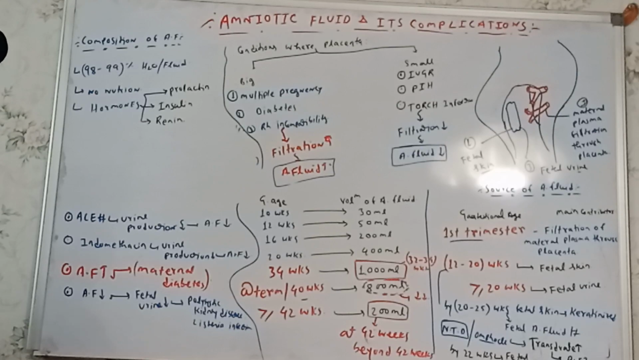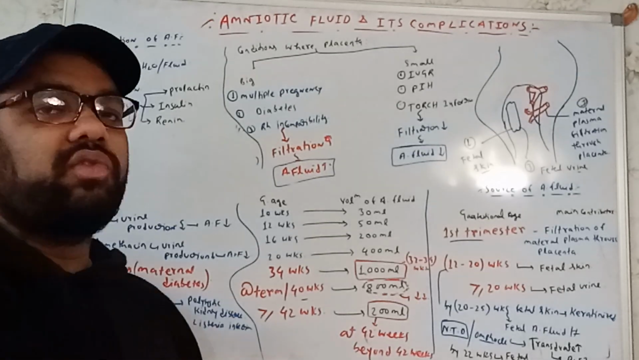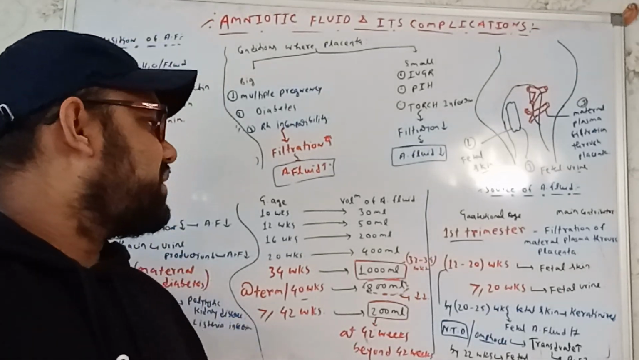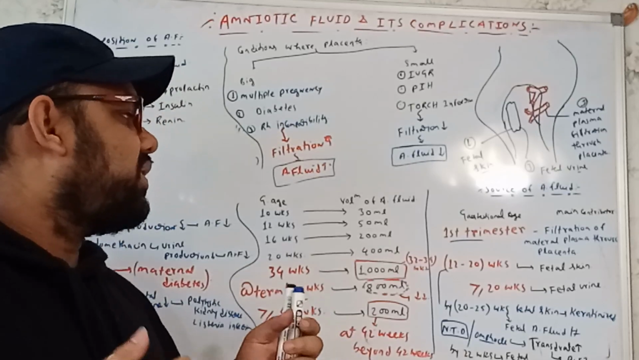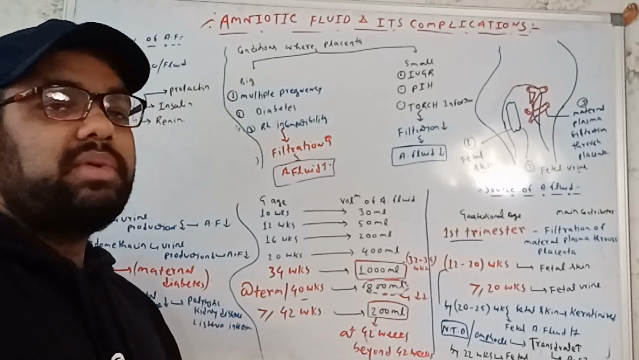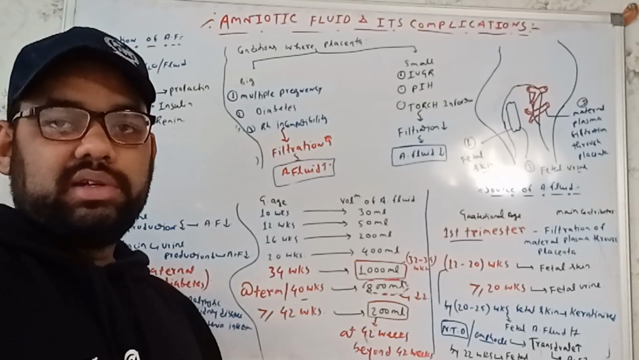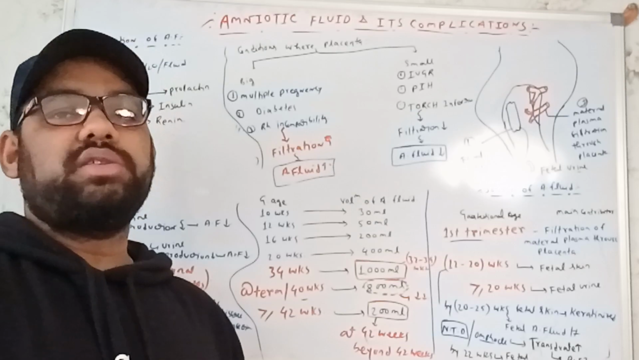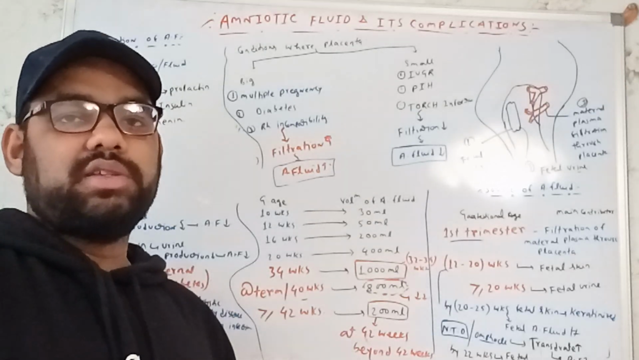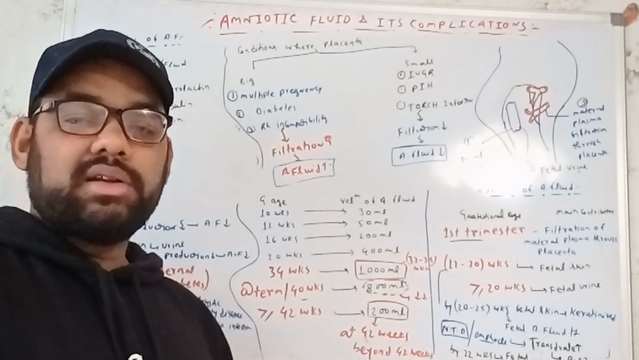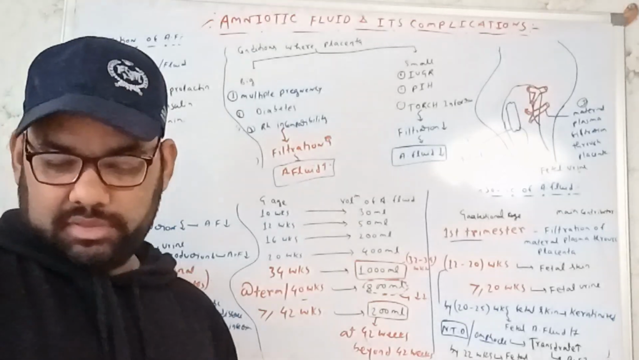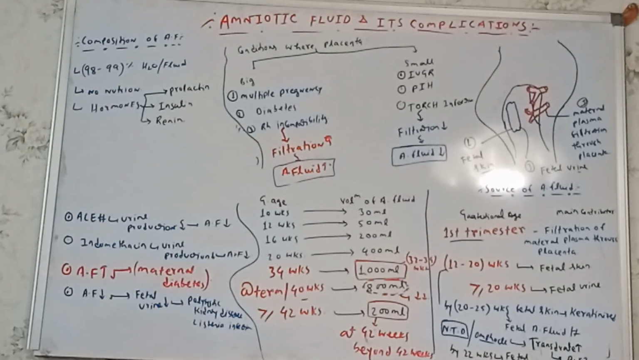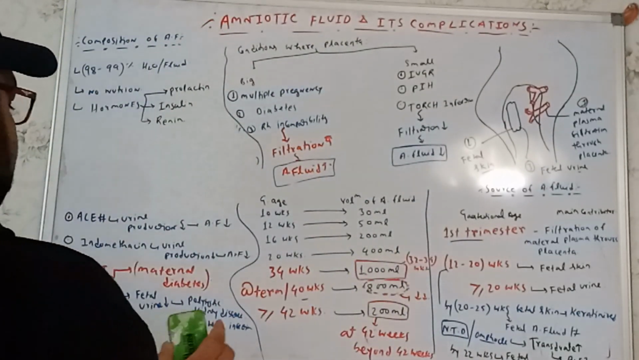Now we'll talk about how to measure the amniotic fluid. We have discussed everything in terms of the volume at different gestational ages. Now we have to measure the amniotic fluid, right? So how can we measure it? For that, the investigation of choice is ultrasonography, USG, of course, USG. So let's measure the amniotic fluid.